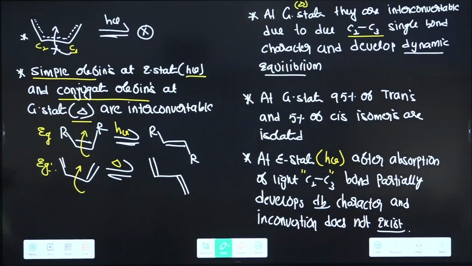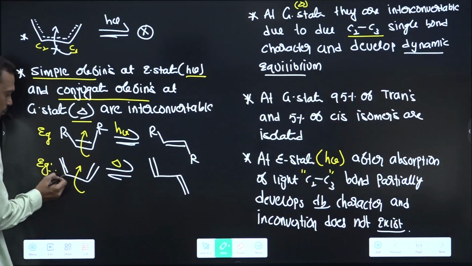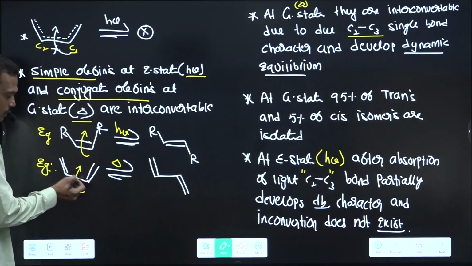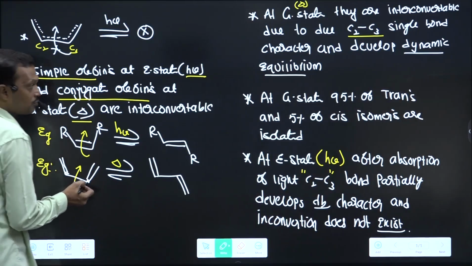At ground state, this will develop a single bond character between C2, C3. At excited state, this will develop a double bond character. Once they develop double bond character, interconversion does not exist.